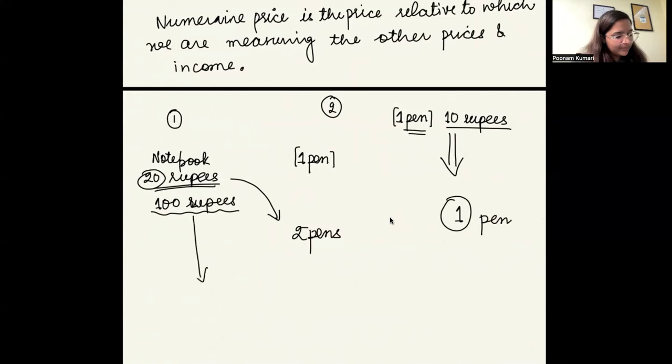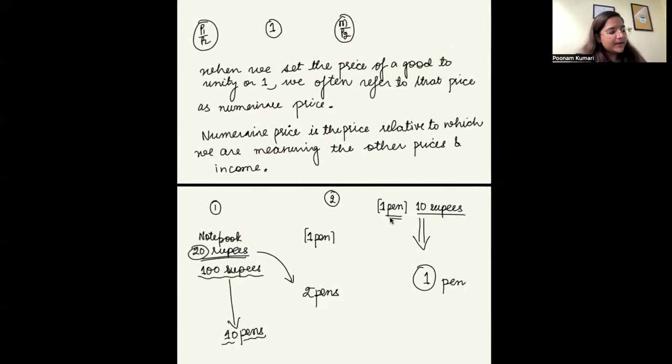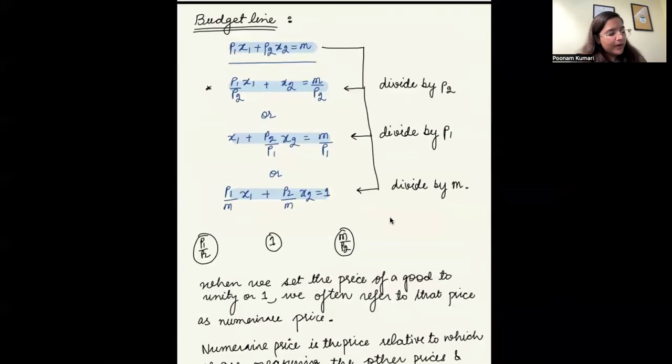And what is my income? 100 rupees. How many pence? 10 pence. So this is exactly what they mean here, na? What did they say numeraire price means? It is a price relative to which we are measuring the other prices and income. So whichever good's price you treat as 1, what are you doing?